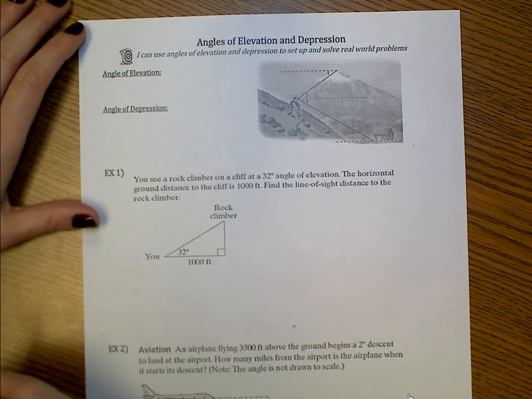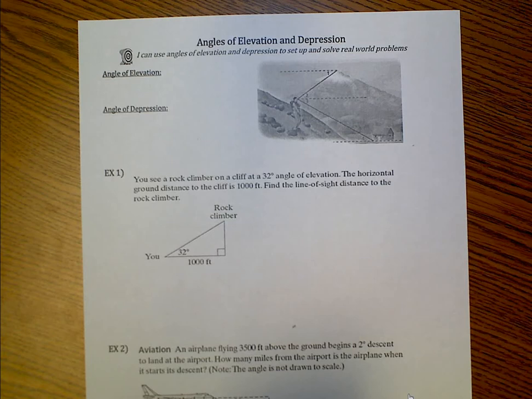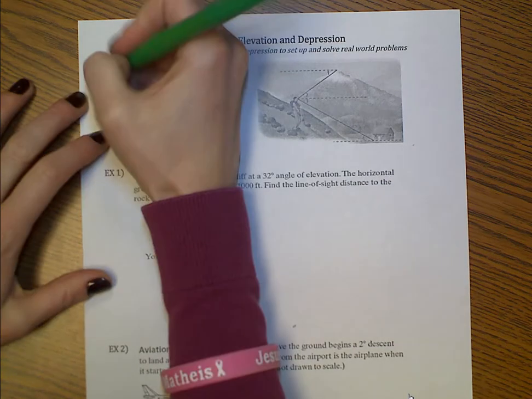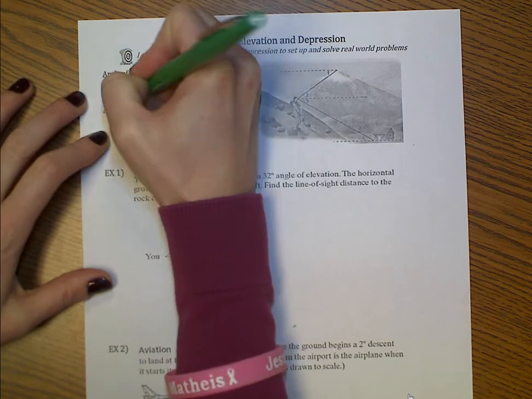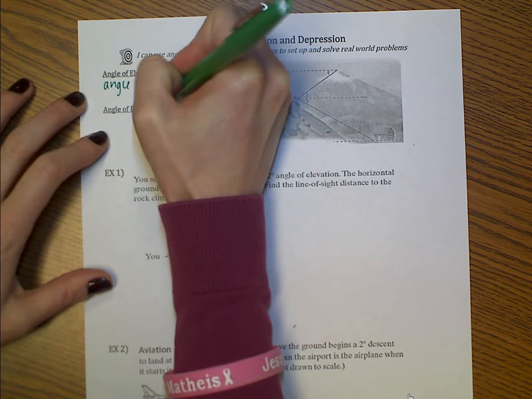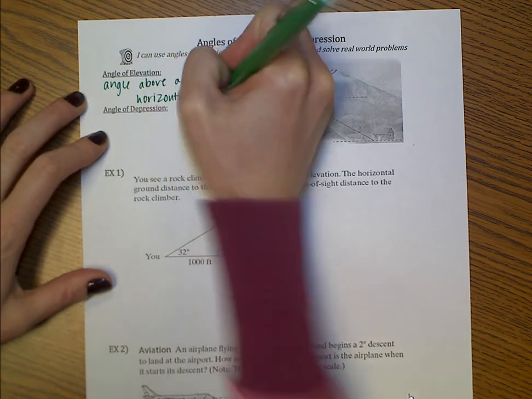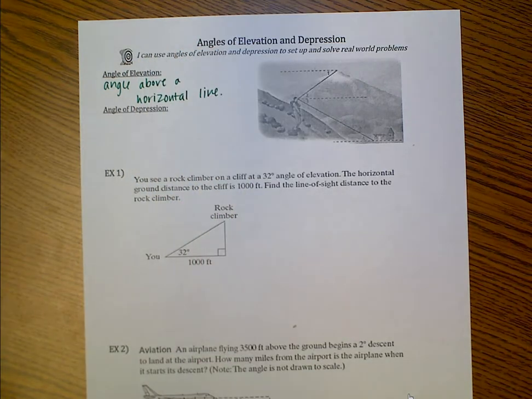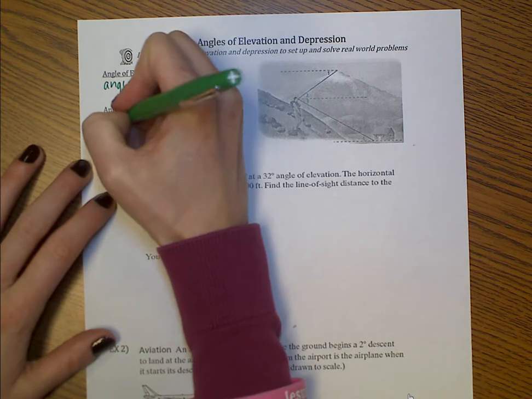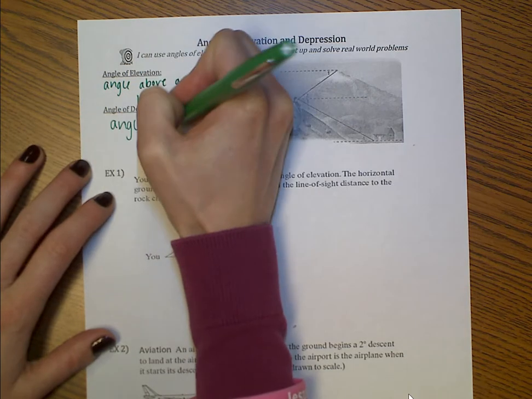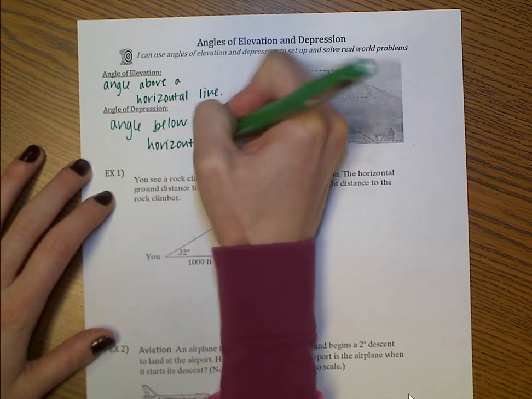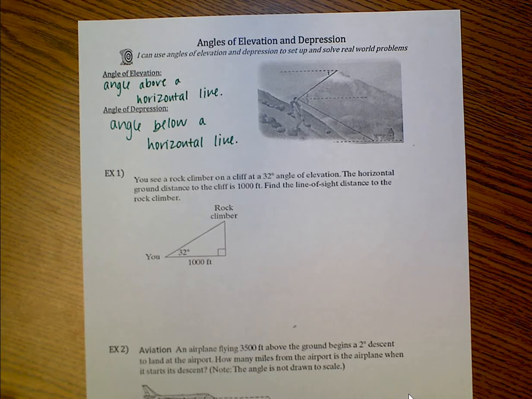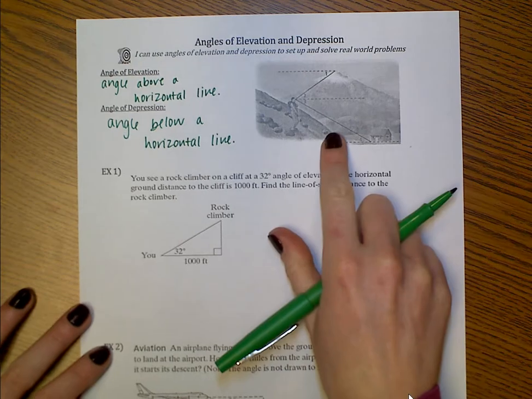The first is an angle of elevation, and the second is an angle of depression. Now, an angle of elevation is an angle above a horizontal line. And then an angle of depression is the opposite of that. It's an angle below a horizontal line. And this little picture off to the right here gives you an example of that in real life.